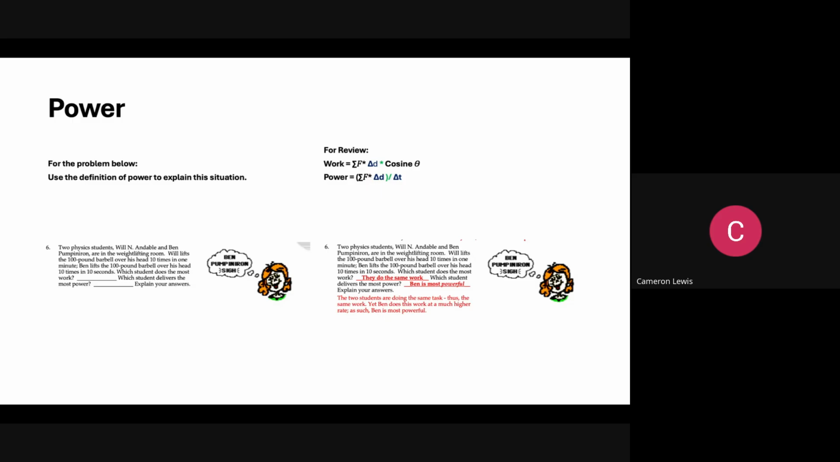Make sense with the explanation? The students are doing the same amount of tasks, thus the same work, yet Ben does his work at a higher rate. As such, Ben is most powerful. Higher rate, less time, faster, quicker.